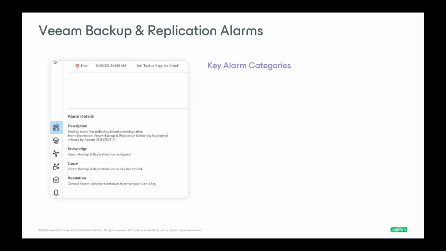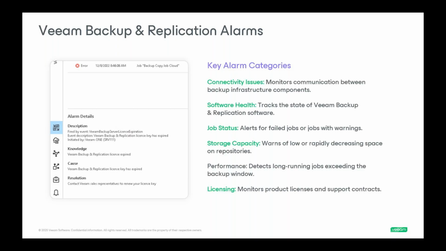Jumping over to the alarms, we have a lot of predefined alarms already. So it helps you to get information immediately once you add your VBR into the Veeam ONE environment. Things that it's going to be monitoring are connectivity issues, monitoring the communication between backup and infrastructure components. The software health, it's tracking the state of the VBR servers in general. Obviously, we're looking at job statuses, so you're going to get alerts for any failed or warning jobs. The storage capacity is the big one there. So if it's rapidly decreasing or you're running low on space, it's going to let you know. And of course, we're monitoring licensing.